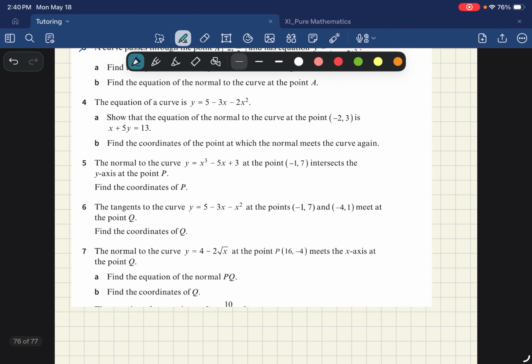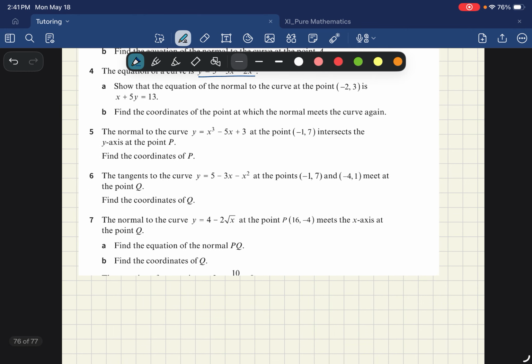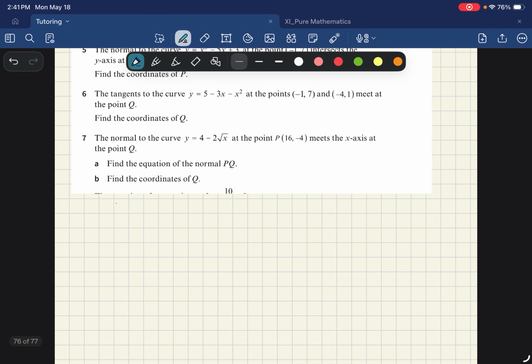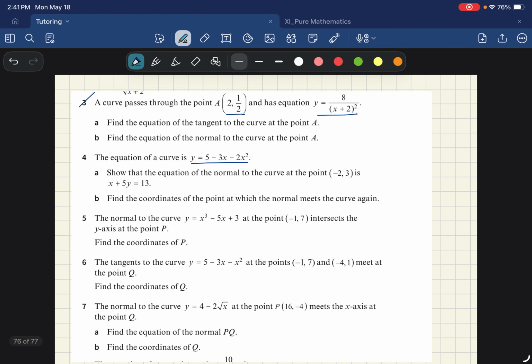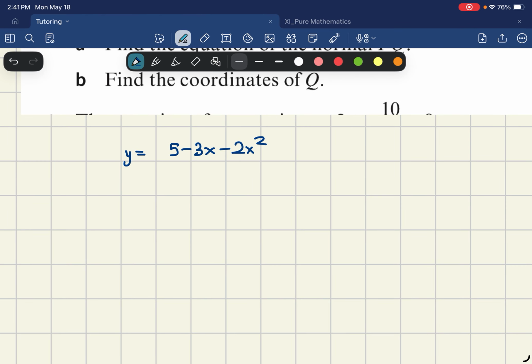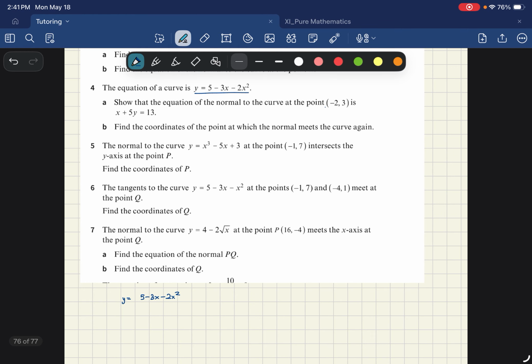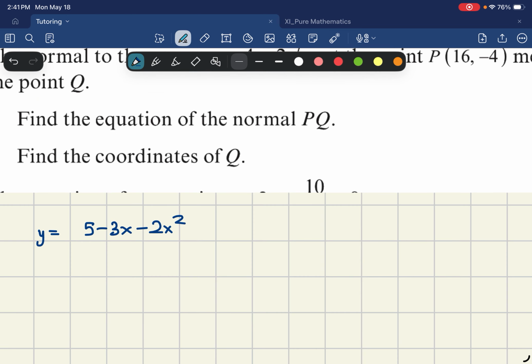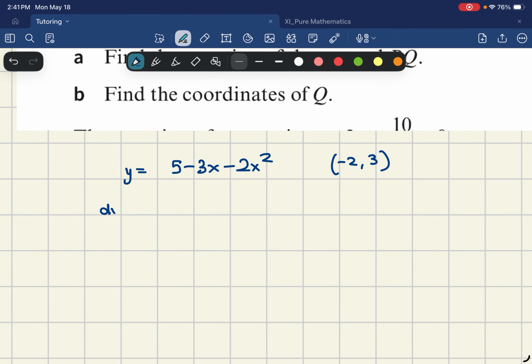So question 4, the equation of this curve is given. So y is equal to 5 minus 3x minus 2x squared, right? And now we can find dy by dx. The first question says, show that the equation of the normal at this point. So we want to find the equation of the normal at minus 2 comma 3. So let's just find that equation.